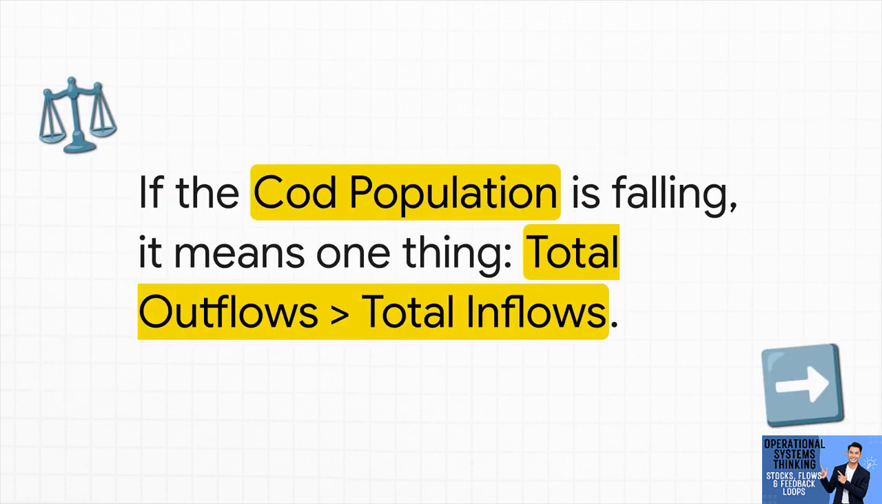And right away, our simple map gives us this undeniable truth. If the stock of cod is falling, it's not a mystery, it's just math. The total outflow rate is greater than the total inflow rate. More water is going down the drain than is coming out of the faucet. It's the only way the level can fall.